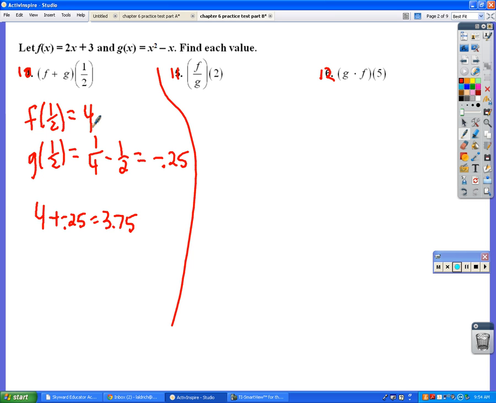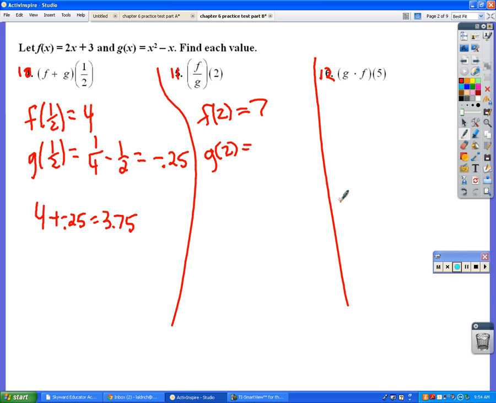All right, so now let's do the same thing, but we're dividing, and this time we're plugging in 2. So Jed, what's f of 2? What do you get when you plug 2 in for x in the f function? 2 times 2 is 4, but then it says add 3 onto that, so you get 7 as your final answer.